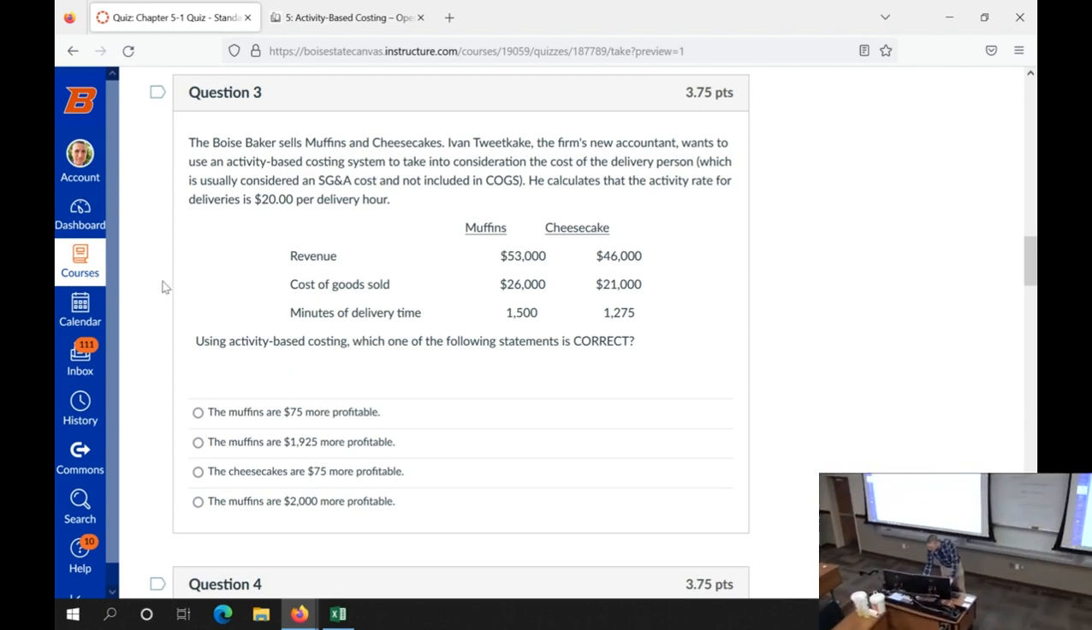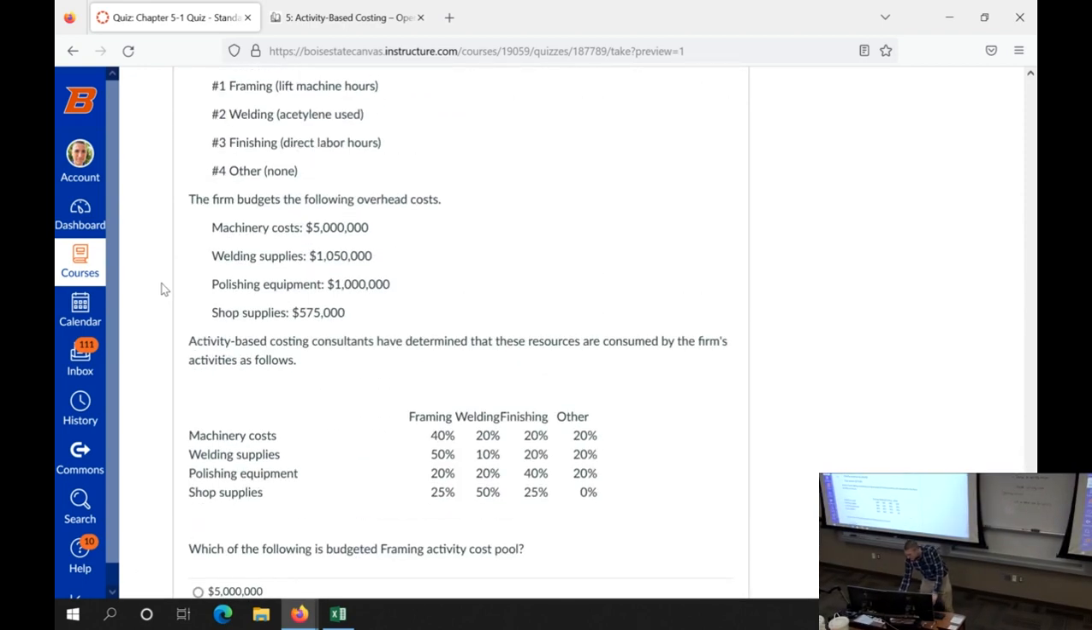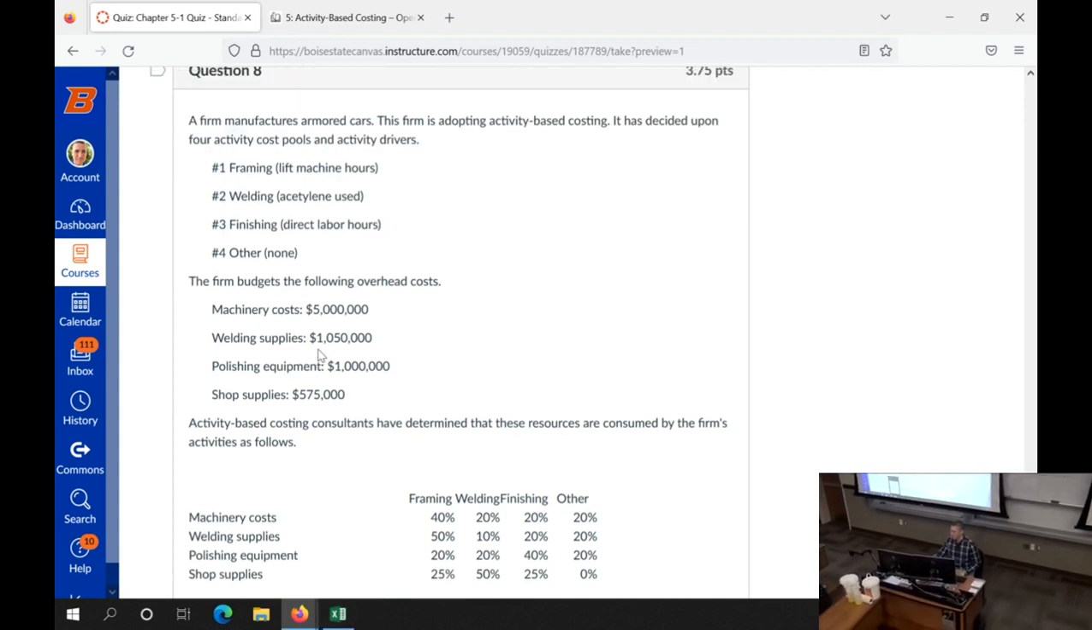So let's pick a couple questions to do. Let's do one of the first phase allocation questions really quickly here. So let's look at this one.